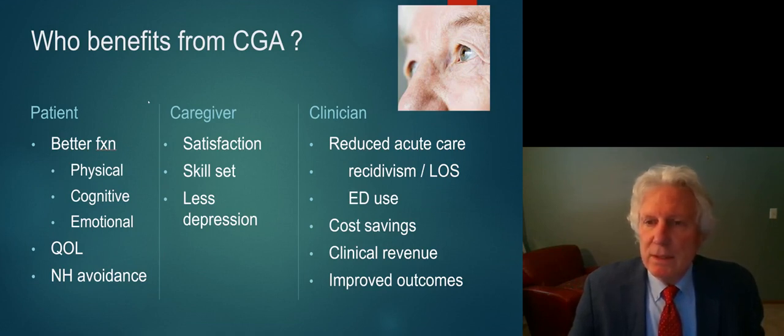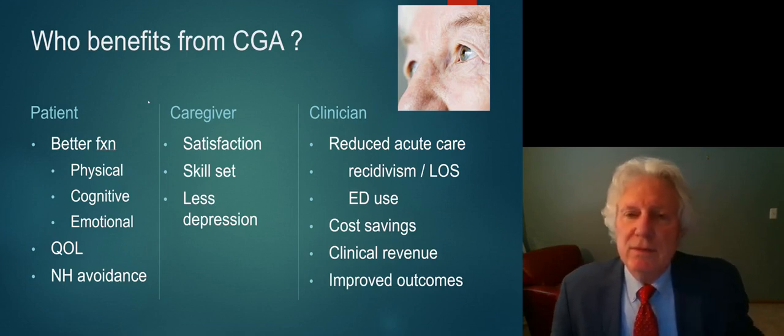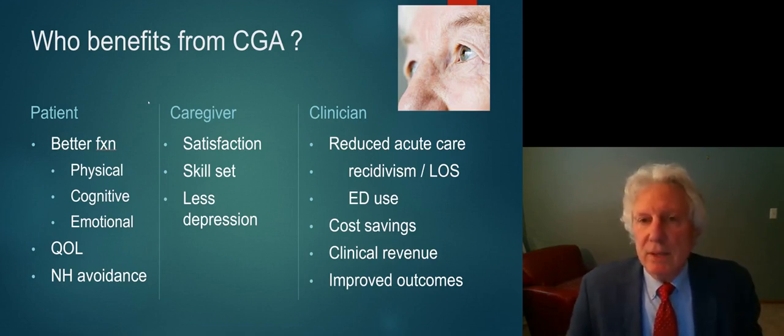And then in terms of the clinician, some of the metrics that are met are, for instance, if you are in a managed care program, geriatrics helps those clinicians reduce acute care. Geriatrics also reduces future hospital recidivism, reduces future length of stay, also acute care use such as emergency department use.